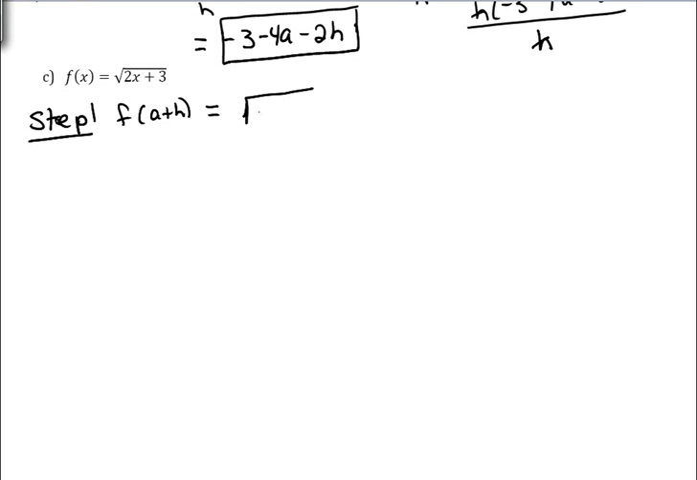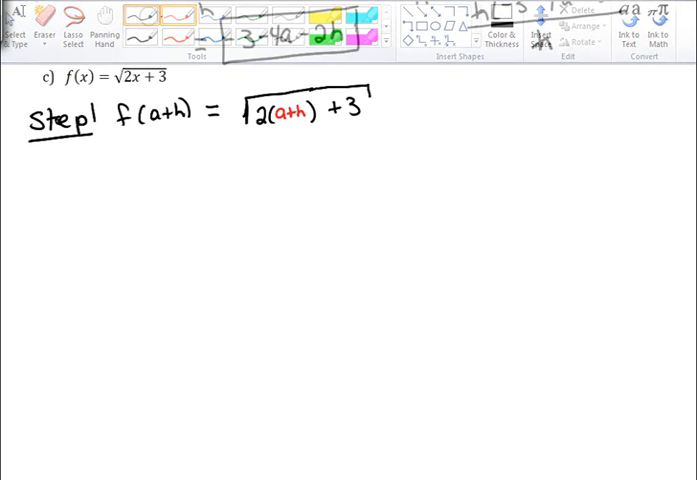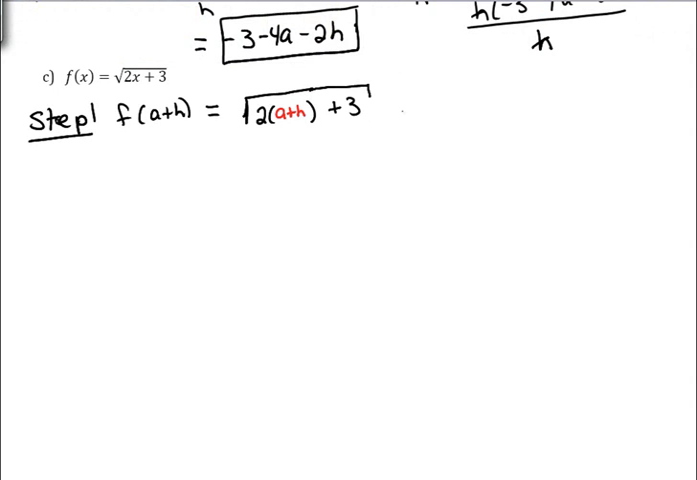So that will be the square root of 2, and then a parenthesis for where our x was, and then plus 3. And I always like to put a little bar down after my square root ends. Just lets me know for sure where that square root is ending, so I don't have any question in my mind as to how far that square root symbol is supposed to go. And then in the parentheses goes our a plus h. And the only thing we can do to simplify this is distribute that 2. So we'll get the square root of 2a plus 2h plus 3.